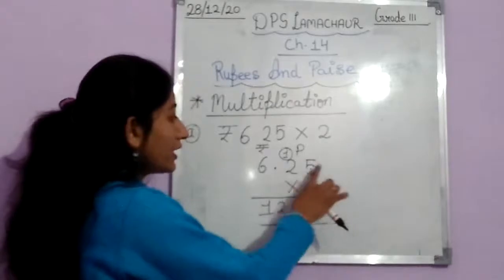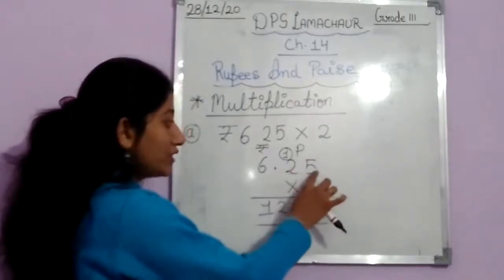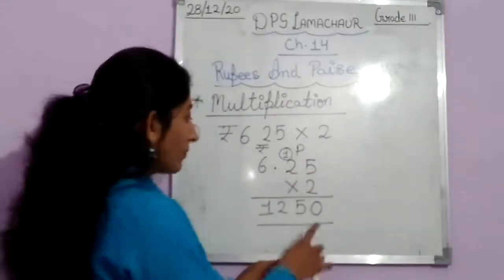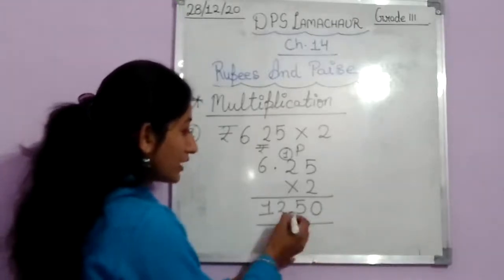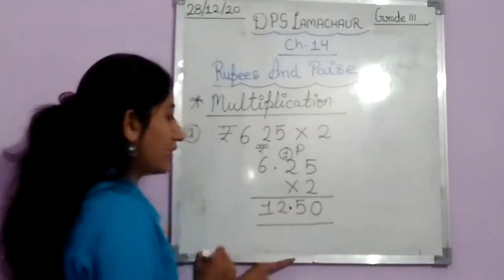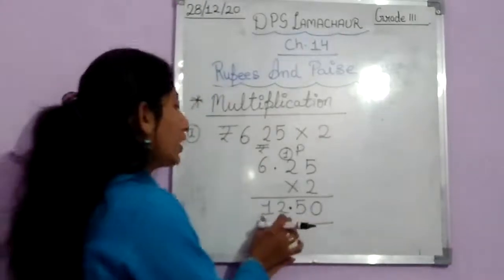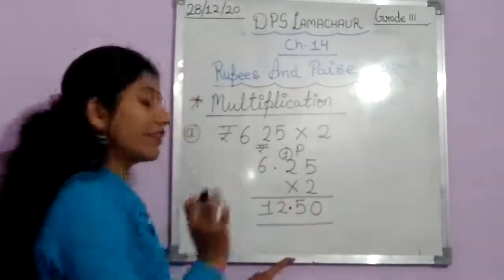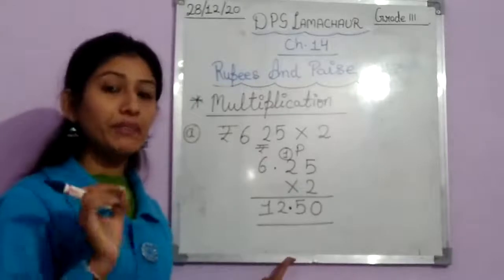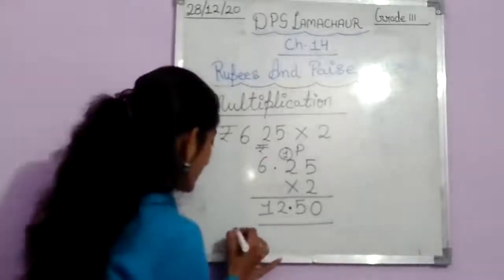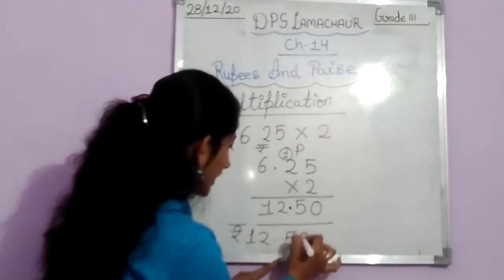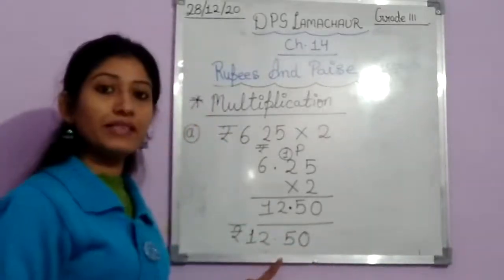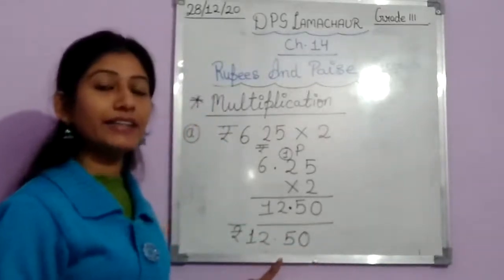Okay, we saw here, how many numbers are there after the point? 1 2. How many? 1 2. So here also we will count 1 and 2 and then we will put the point here. And what are we getting? 12.50. What are we getting? 12.50 means how many rupees? What is the answer? 12 rupee and 50 paise. And this is the correct answer.